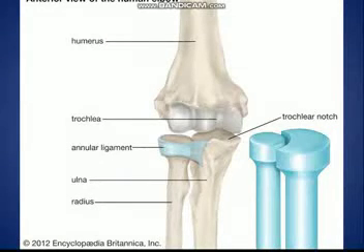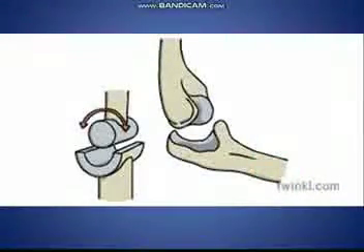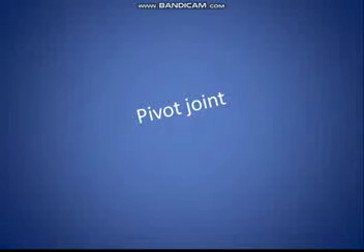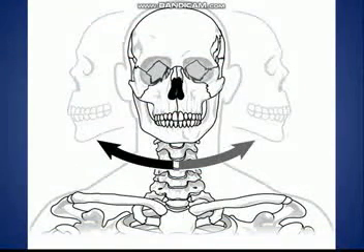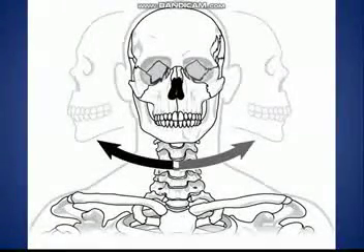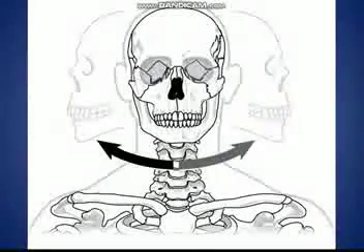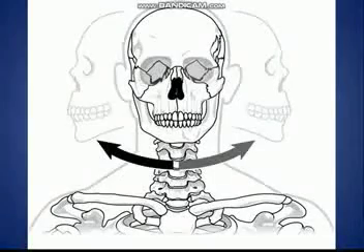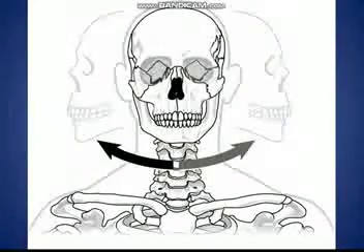The next joint is a pivot joint. This joint is found between the skull and the first two vertebrae of the spine. It helps us to move our head sideways, upwards and downwards. So the pivot joint is present between the skull and neck, in the first two vertebrae of the spine.